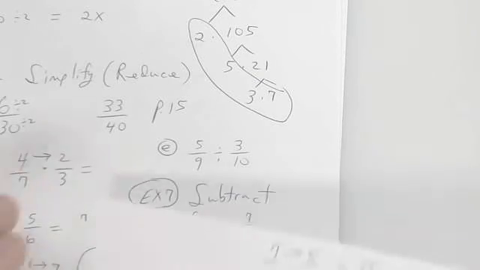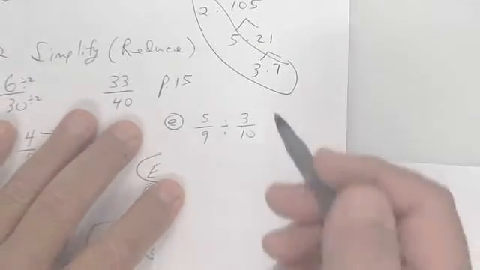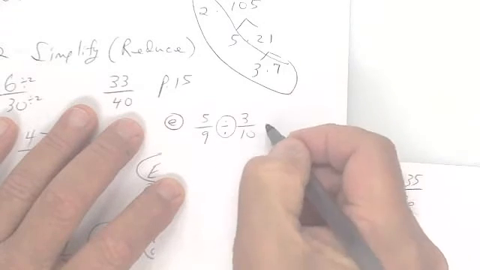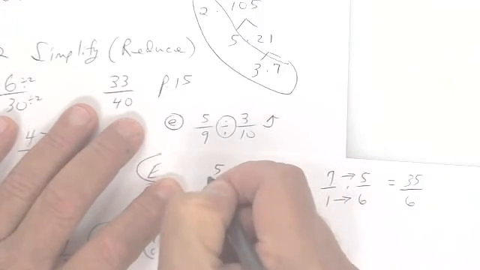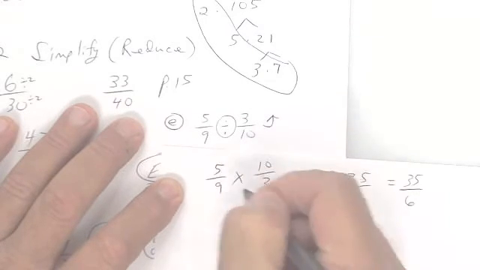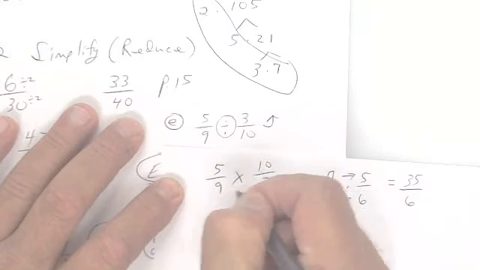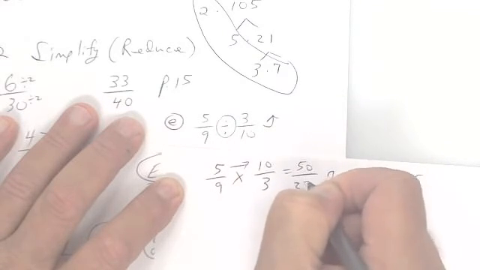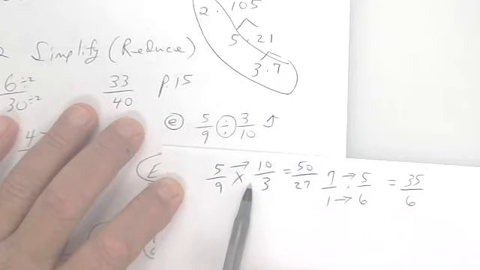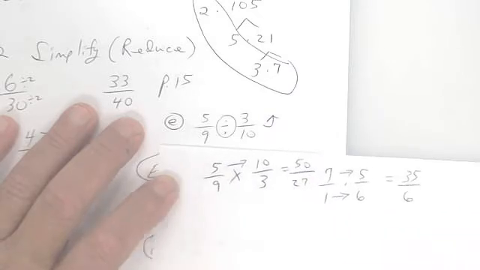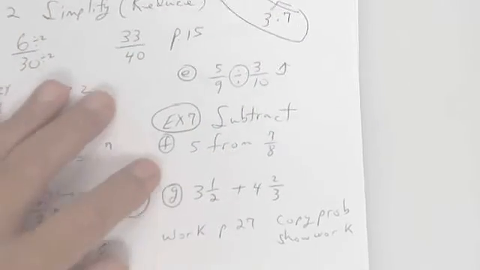Now look, I know with E, you want to reduce the 5 and the 10, but you can't because it's division. If you do, it's wrong. So flip it first. Once you flip it, then you try to reduce. Well, you can't reduce. There's no top numbers and bottom numbers, so you're going to get 50 over 27. If you cannot reduce before you multiply, you will not be able to reduce after you multiply. It's just a rule.